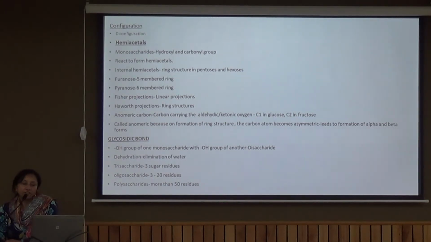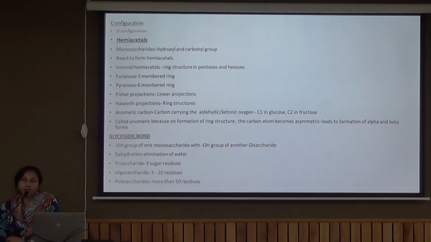There were scientists named Fischer and Haworth who gave the structures of these rings and the linear forms of carbohydrates. Fischer gave the linear projection, and Haworth gave the ring structure. What are anomeric carbons? The carbon carrying the aldehydic or the ketonic oxygen, which is carbon 1 in case of glucose, and carbon 2 in case of fructose. They are called anomeric because on formation of a ring structure, the carbon atom becomes asymmetric and it leads to formation of alpha and beta forms. That is why it is known as asymmetric or anomeric carbon.